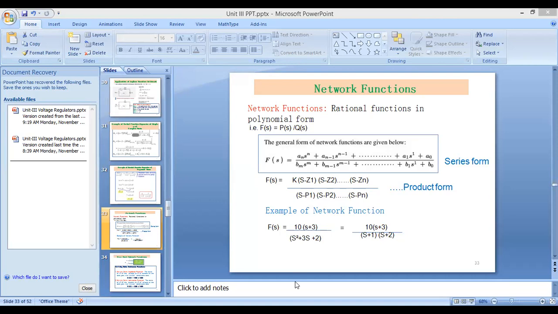We will wait for other students for 1 minute. In that time, we can review our previous session.